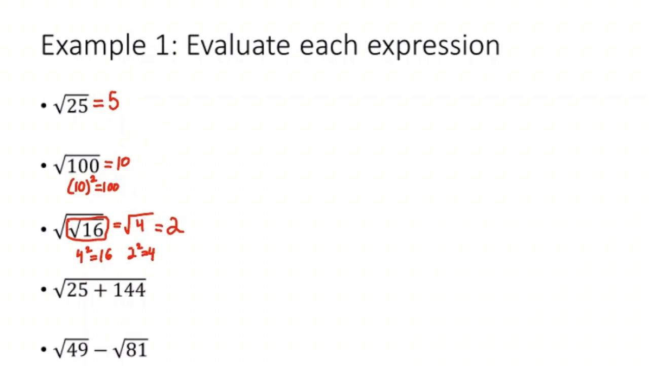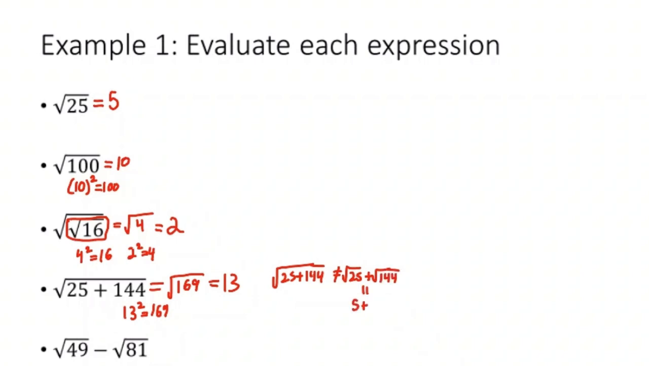Now we're going to evaluate the square root of 25 plus 144. Following our order of operations, we first have to add what's inside of the square root. 25 plus 144 is 169. Since 13 squared equals 169, the square root of 169 is 13. One thing to be careful of is that the square root of 25 plus 144 is not the same as the square root of 25 plus the square root of 144. Square root of 25 is 5, square root of 144 is 12, 5 plus 12 is 17. But as we've just evaluated, the square root of 25 plus 144 is 13. 13 is not the same as 17. So be very careful when taking the square root of a sum. The square root of the sum is not the same as the sum of the square roots, as we've just seen in this example here.